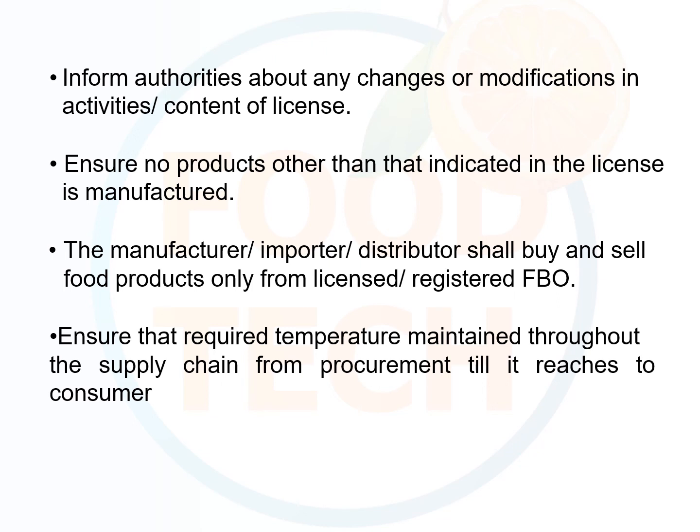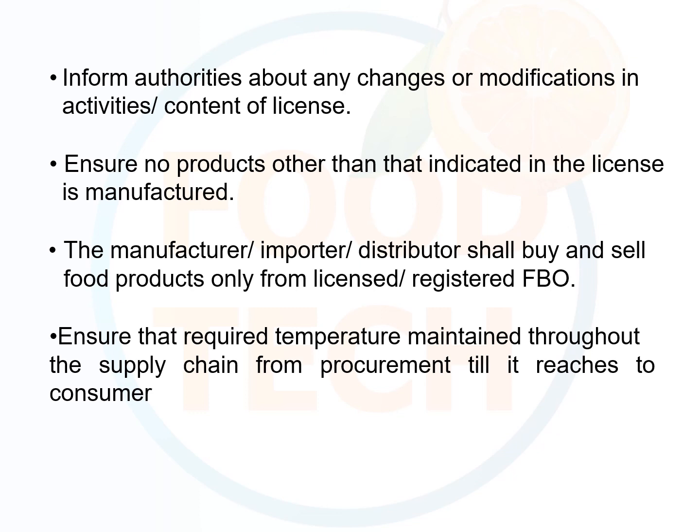Next is that the food business operator, which is one of the first and foremost things, should ensure that no product other than those mentioned in the license is manufactured in his or her food processing unit.